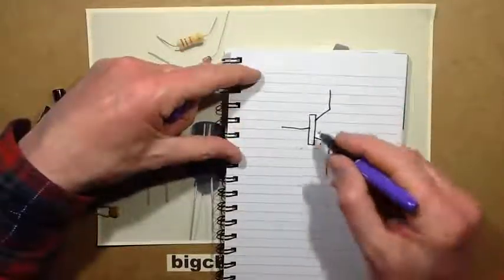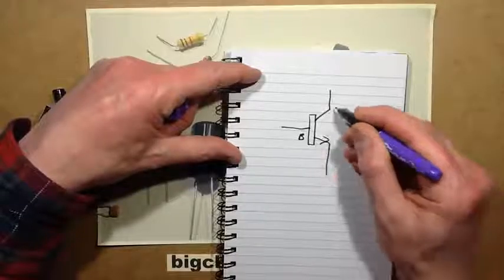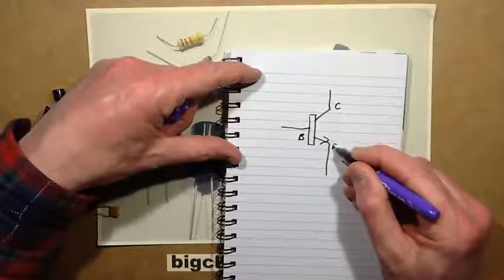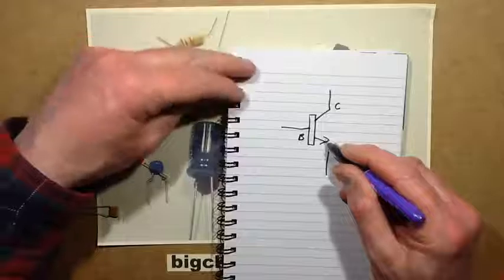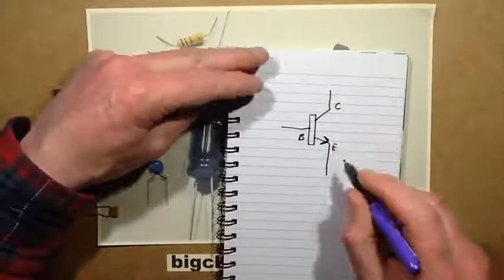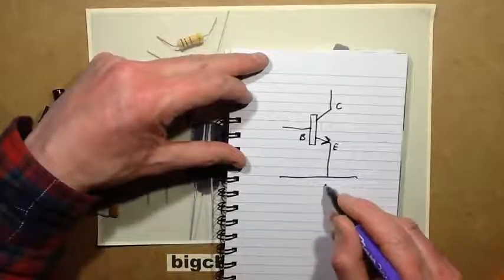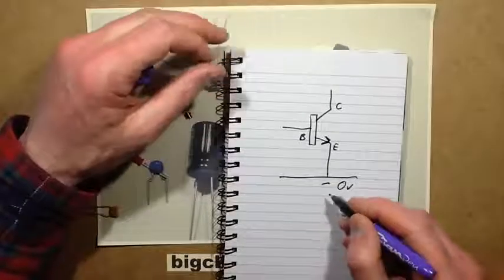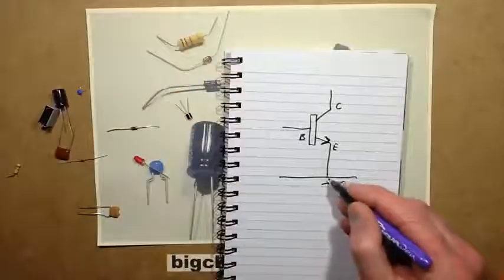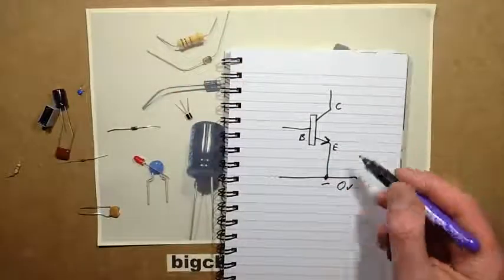So it's got 3 pins. It's got the base pin, the collector pin, and the emitter pin. In the case of an NPN transistor, it's usually switching something down to the ground rail, the negative rail, or the 0 volt rail. And it's used as an amplifier or switch.